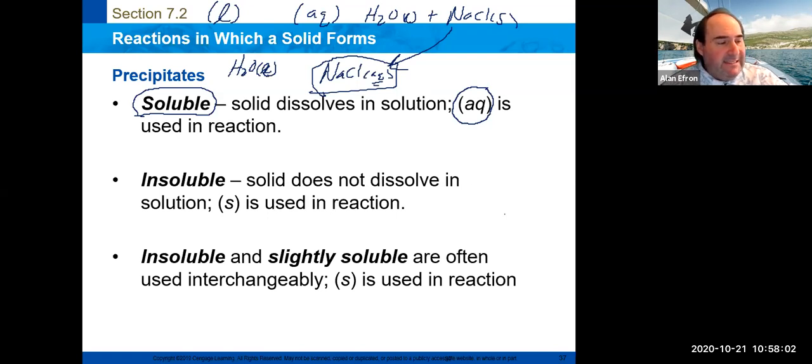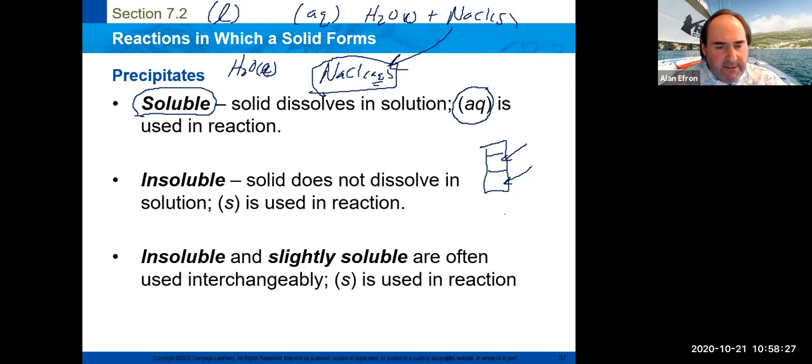Now, if something is insoluble based on solubility rules, that means that the solid will not dissolve in the solution. It also means if you have a couple of liquids that you're mixing and they're insoluble in each other, you will see layers. Basically, they will layer out from each other. Two liquids that are insoluble in each other are sometimes referred to as being immiscible, and you see these different layers.